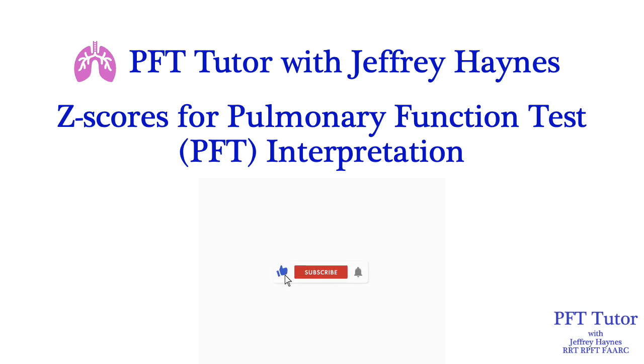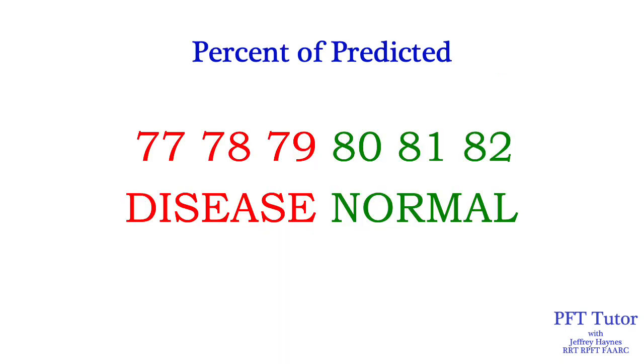In this video, we're going to review the use of Z-scores to interpret pulmonary function tests and grade the severity of impairment. Traditionally, the percent of predicted has been used to decide if a measured PFT value is normal. According to this method, a value of 80% of predicted or higher is considered normal, and a value less than 80% of predicted is considered abnormal.